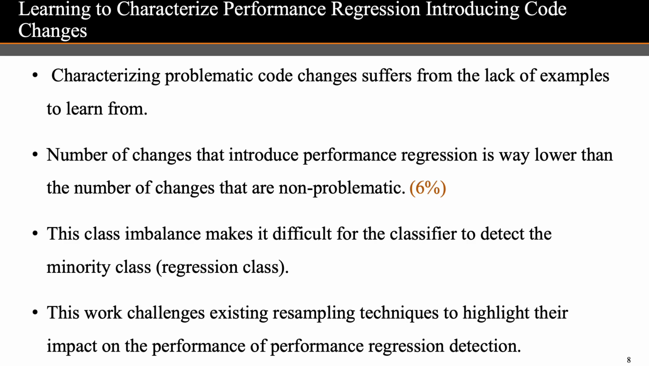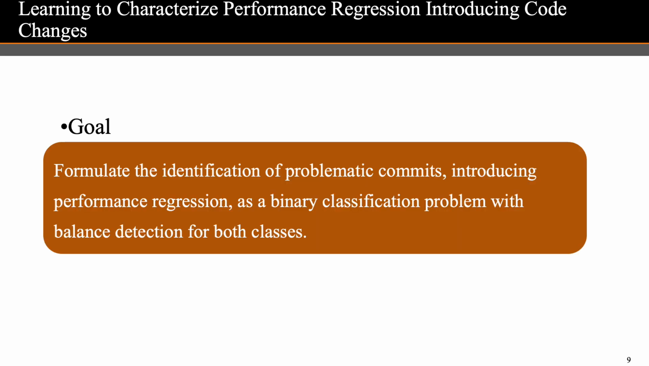So, in this work, we will challenge existing resampling techniques to highlight their impact on the performance of performance regression detection models. The goal of this work is to formulate the identification of problematic commits introducing performance regression as a binary classification problem with balanced detection for both classes. We aim to design and develop a model that is able to learn from historical commits in order to flag any future commit showing regression symptoms as potentially problematic.